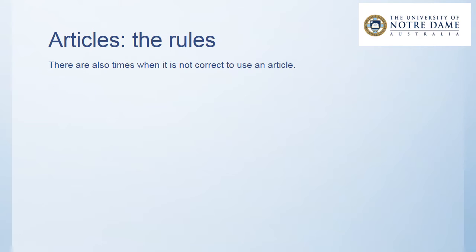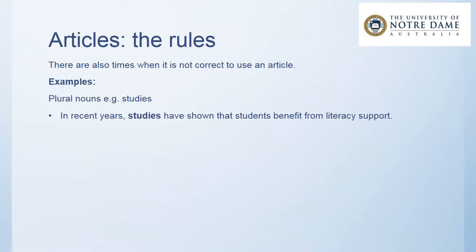There are also times when it is not correct to use an article. For example, plural nouns. Studies is a plural noun. I enjoy my studies. It's a plural noun, so I don't use an article. Here's an example of studies in a sentence. In recent years, studies have shown that students benefit from literacy support.